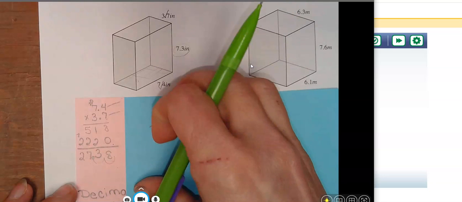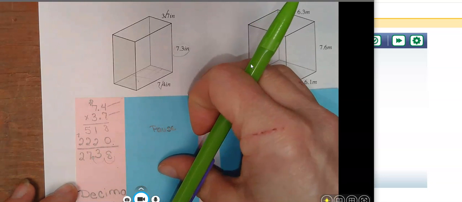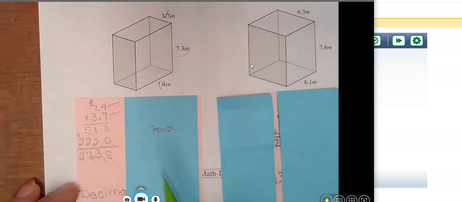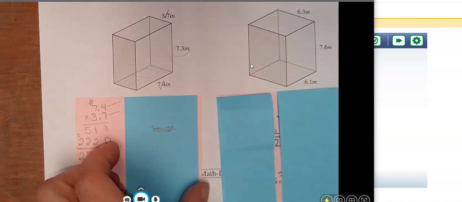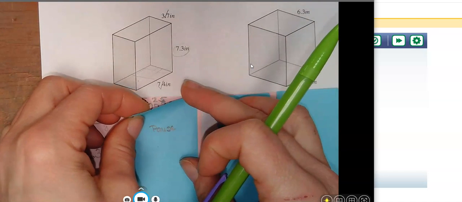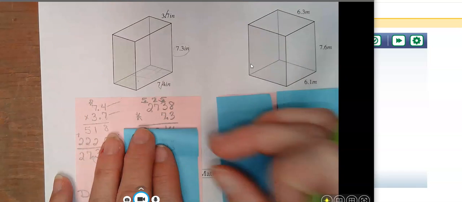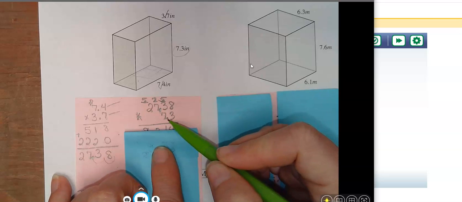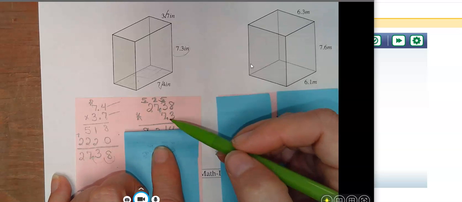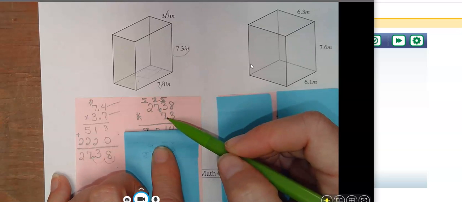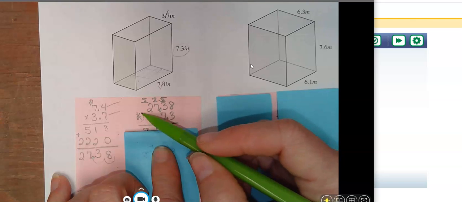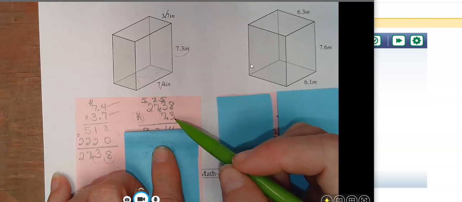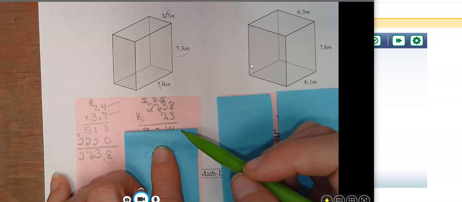So we take our 27 and 38/100ths. You decide what to do with it. All right, now I'm going to show you. You would take 27 and 38/100ths times the height, 7 and 3/10ths. It does not matter that the decimals are not lined up because we are multiplying. We're not adding, we're not subtracting, we don't line them up.